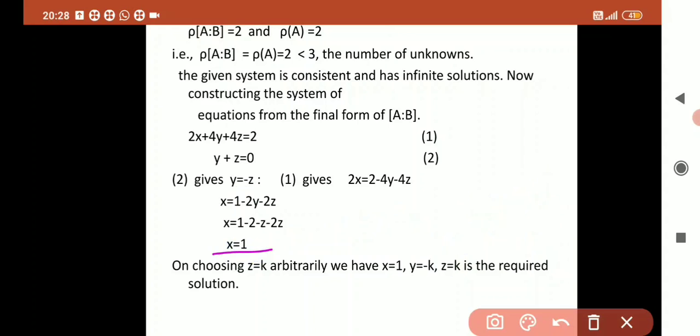So on choosing here, we cannot get the remaining values. Because we have only 2 equations in 3 unknowns, definitely we have to choose one value arbitrarily. On choosing z is equal to k arbitrarily, we have x is equal to 1, and y is equal to minus z. So we will get y is equal to minus k, because we have chosen z is equal to k. So x is equal to 1, y is equal to minus k, and z is equal to k is the required solution.